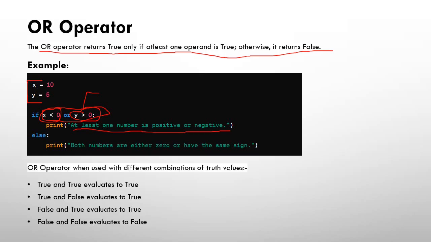So if both the conditions are true, OR operator will return true. If only one condition is true, in that case as well, the OR operator will return value true. However, if both the conditions are false, in that case, the OR operator will return false.